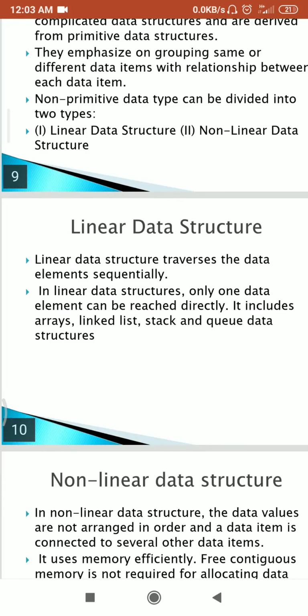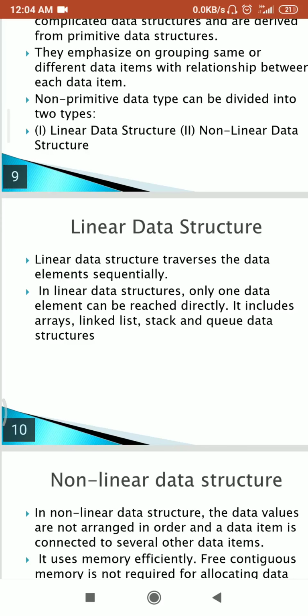What is linear? Linear data structures traverse the data elements sequentially, just like our arrays. Array allocation is done in continuous locations. String also is a collection of characters with continuous memory allocation. In linear data structures, only one data element can be reached directly. It includes arrays, linked lists, stacks and queues.